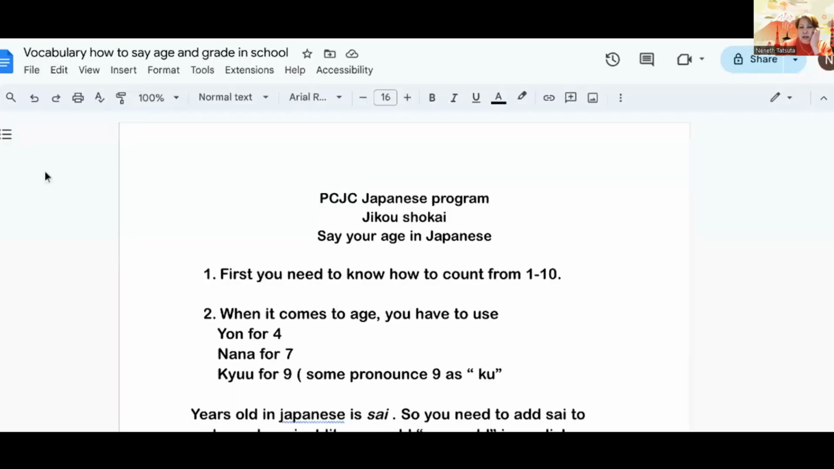Okay, wait. I'm going to share another one for your age because somebody asked about the age today. Okay, here.